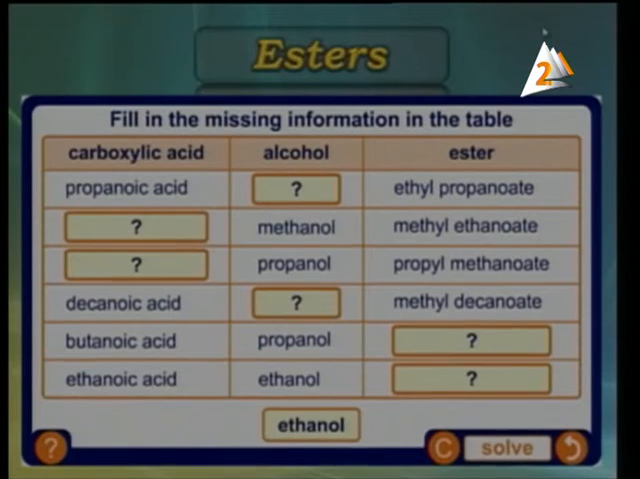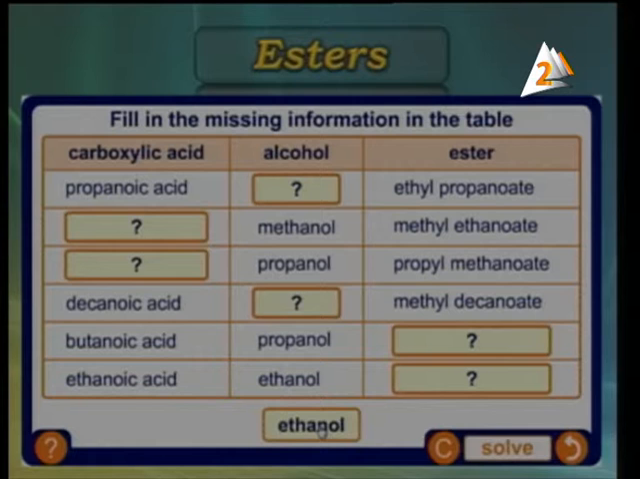Here we have to fill in the missing information of the table. We have carboxylic acid, and here we have the alcohol, and we have ester. So here we have ethanol. Ethanol, which one of them? I move this one into each one of these parts or squares here. So with ethanol, we have this one, ethyl propanoate.